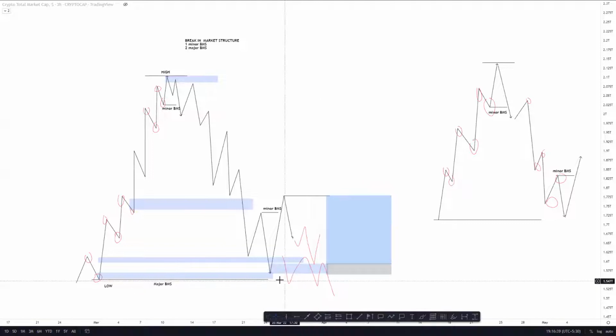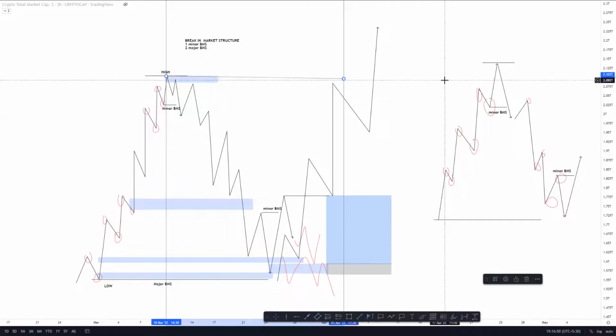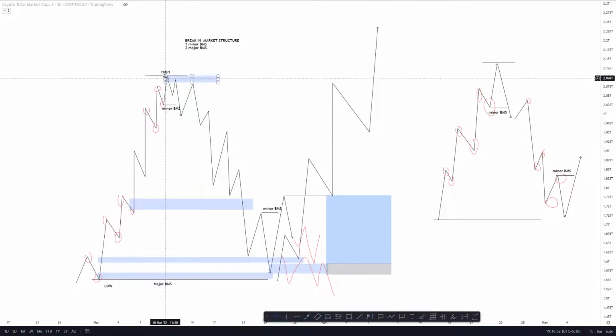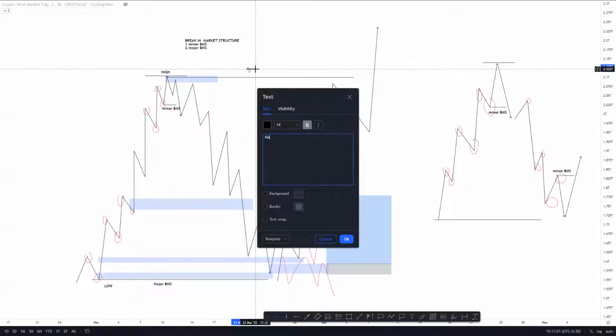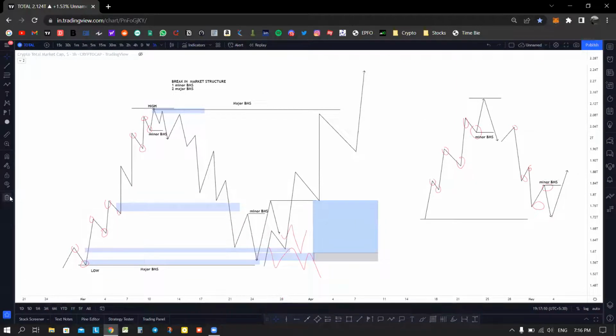And if price takes out the last high, that's when I will call this a major BMS. I hope you guys understand what I'm trying to explain here. So let's go on charts and take the examples in there.